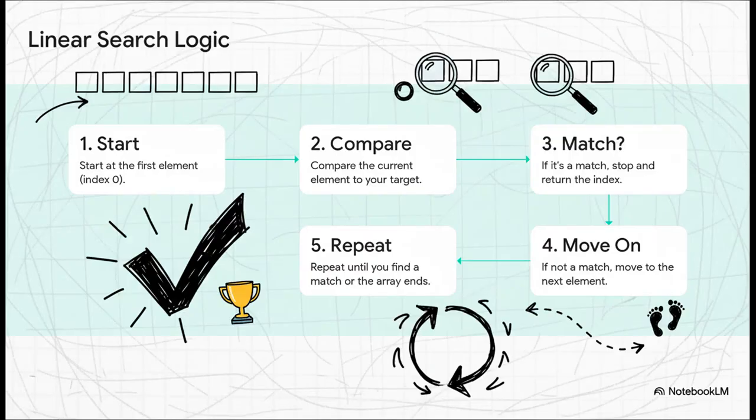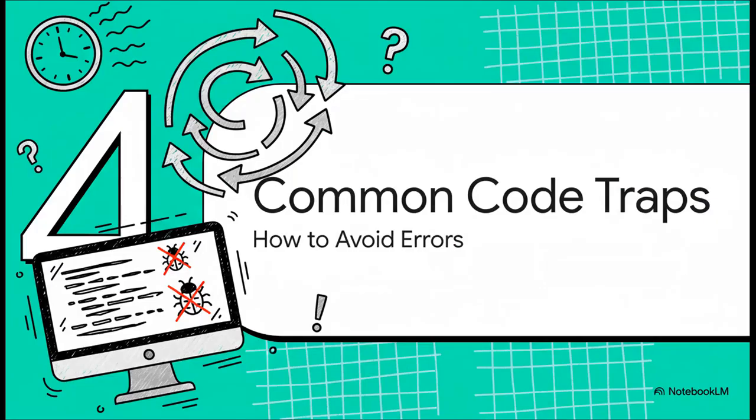Okay, let's just step back from the code for a sec and recap the logic. This is the core idea, right? Start at the very beginning, check the item against your target. If it's a match, you're done. If not, move to the next one. And you just repeat that until you either find it or you run out of things to check. It's simple, it's logical, and you know what? It always works.